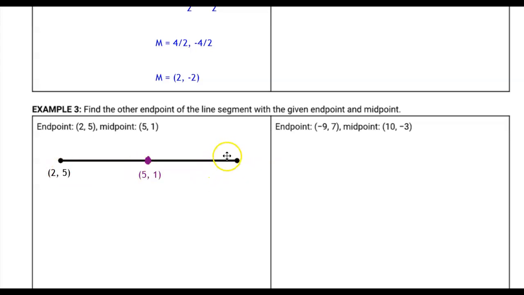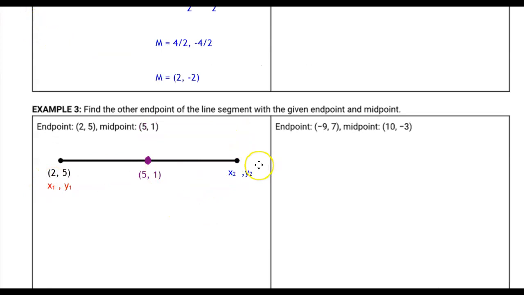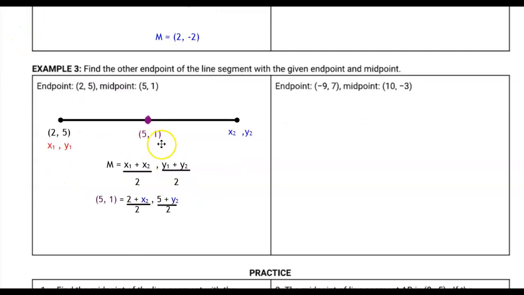So you can use the midpoint formula to say, well, this one is x1, y1, and this is the midpoint, the solution, the thing that we should get at the end. This point has to be x2, y2. So we should be able to substitute those values into the formula and sort of back solve. Let's see how it looks. Okay, now we're getting somewhere.